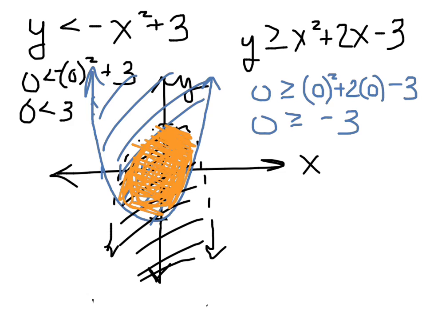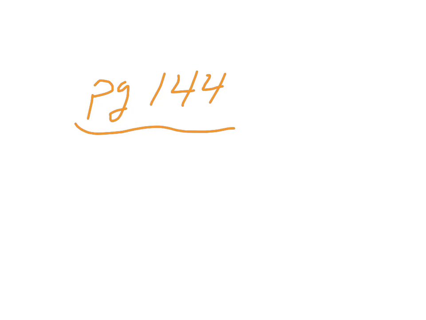This is what you're doing today. Some of them you'll only have one graph on there. Some of them you'll have two. Do you want me to do another one? No. Okay. So, on page 144, 4 to 24 evens.